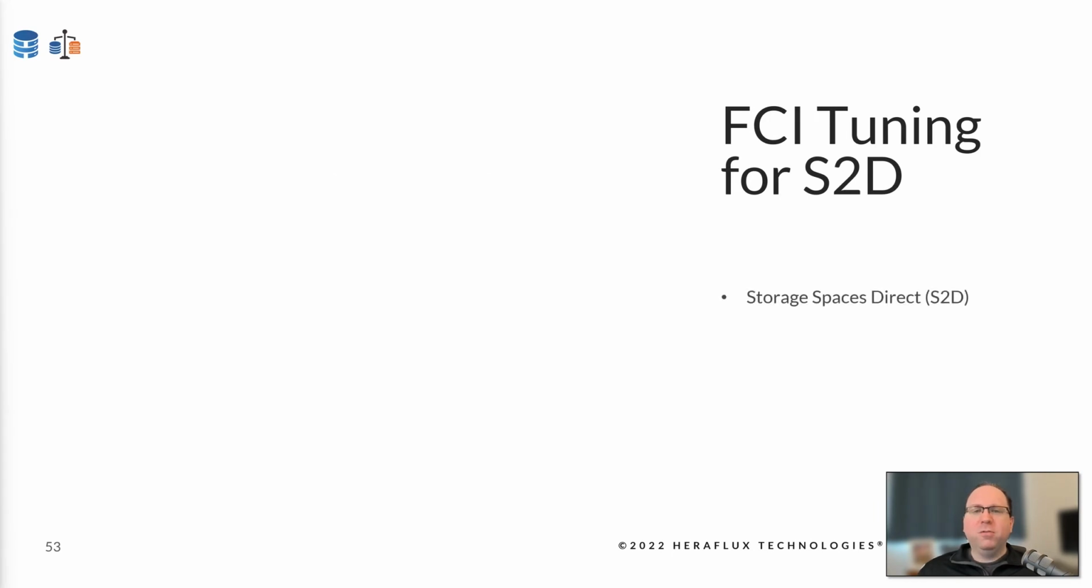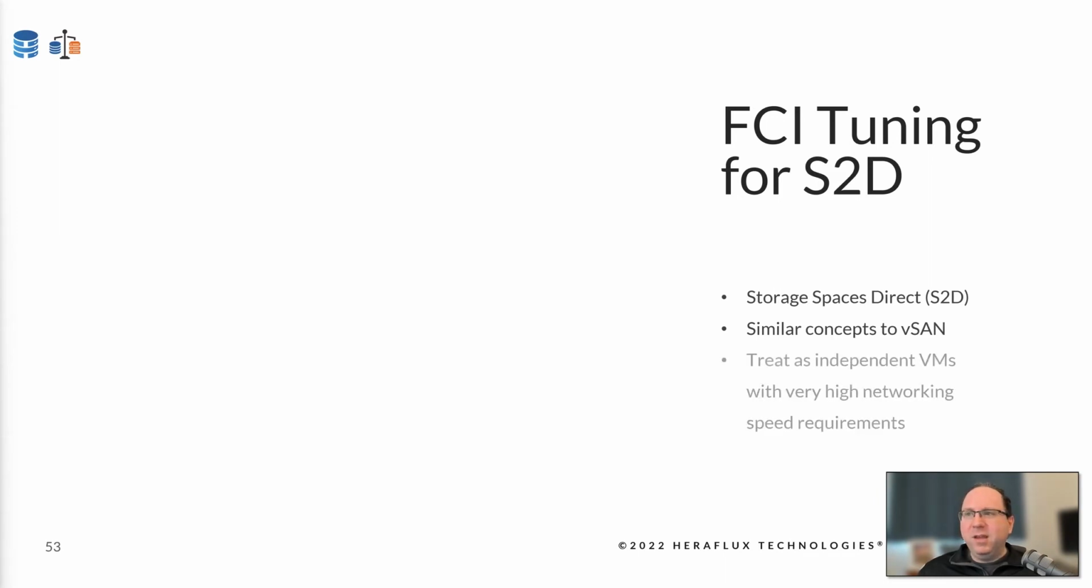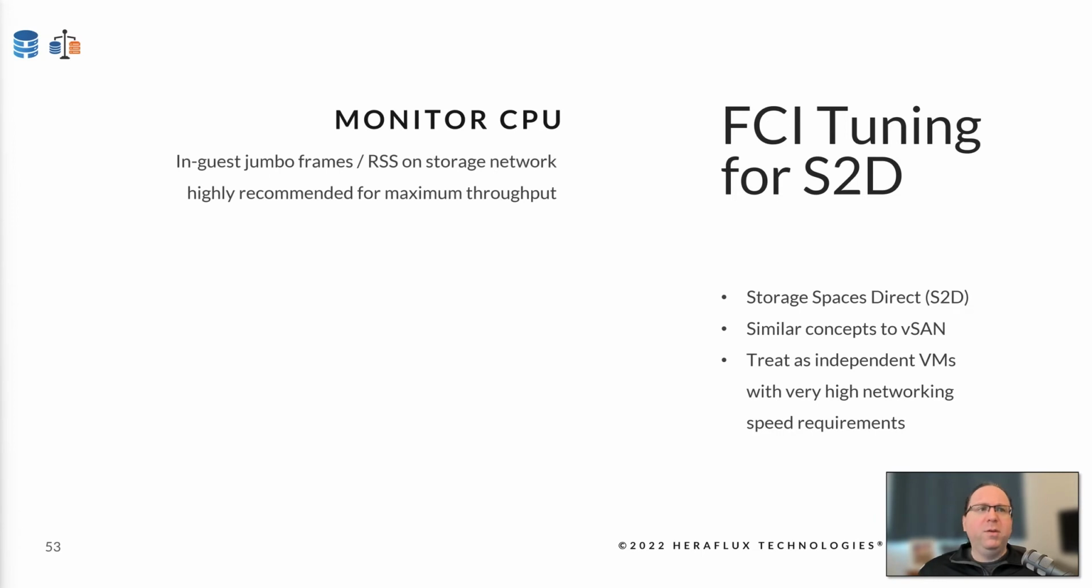If you're running storage spaces direct, think of it like a Windows layer software. It's kind of like vSAN. You have to treat these as independent virtual machines that have very, very high networking and low latency requirements. Monitor the CPU in guest. If you're doing this, again, in guest jumbo frames, RSS on the storage network, they do eat some kernel time. You have to go watch out for this.